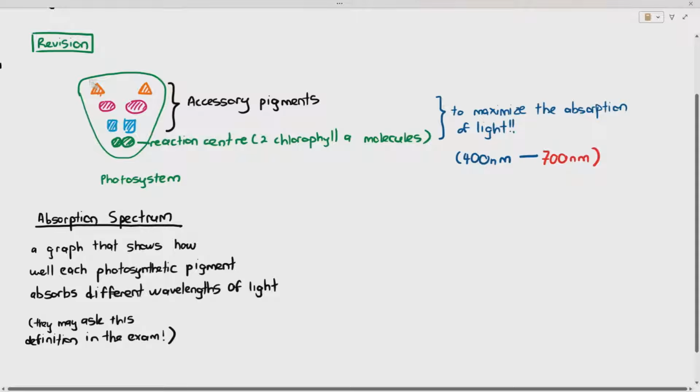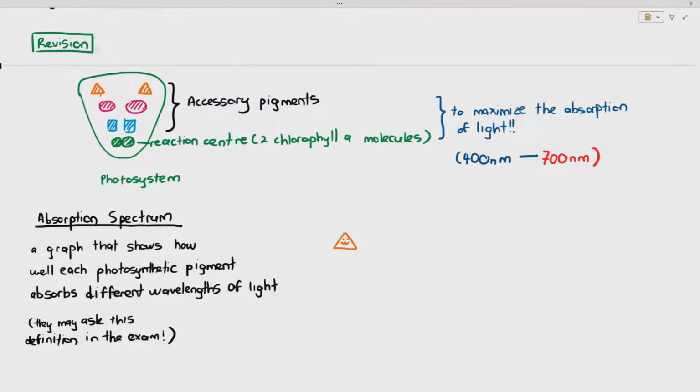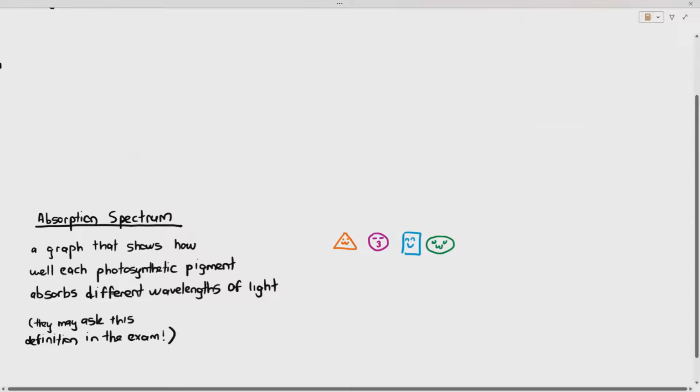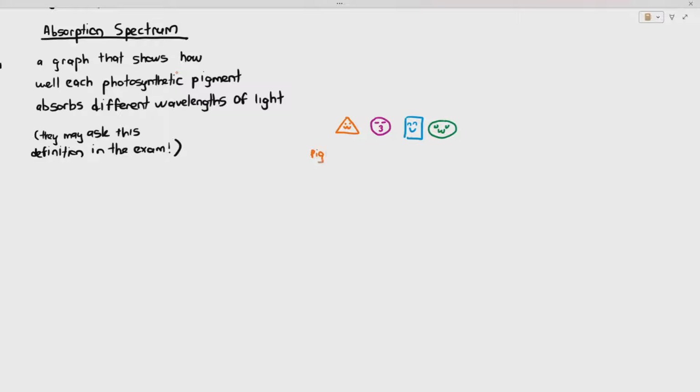All right. So some students will look at that definition and go, I don't understand what exactly this means. What it just means is, the photosystem has different types of pigments. The absorption spectrum is just a graph to tell you which pigment absorbs which wavelengths of light best. So as an example, I'm just drawing out the 4 pigments over here. You don't have to memorize the names of the pigments, don't worry. So I'm just going to call them pigments A, B, C, and D.